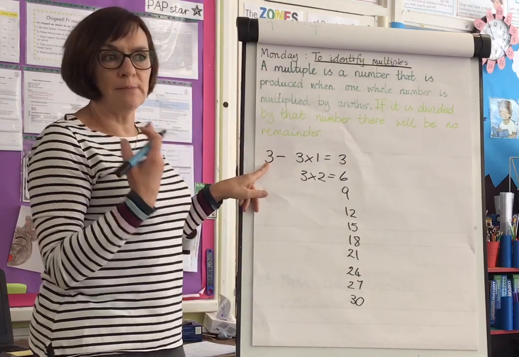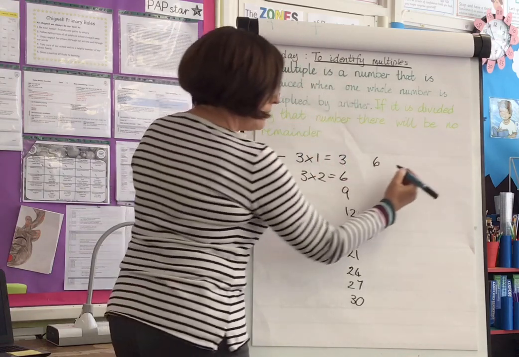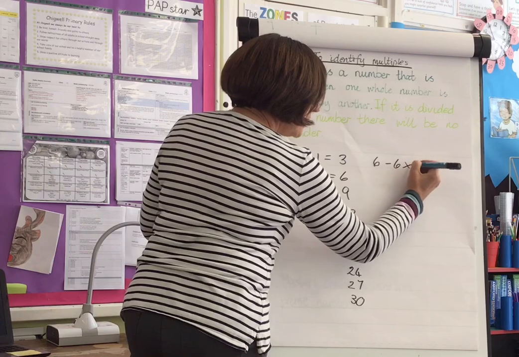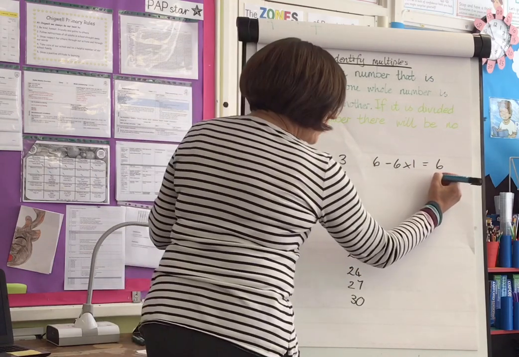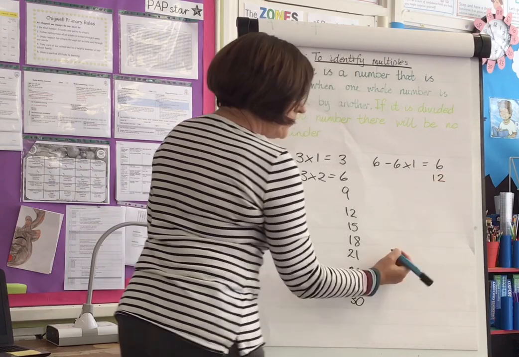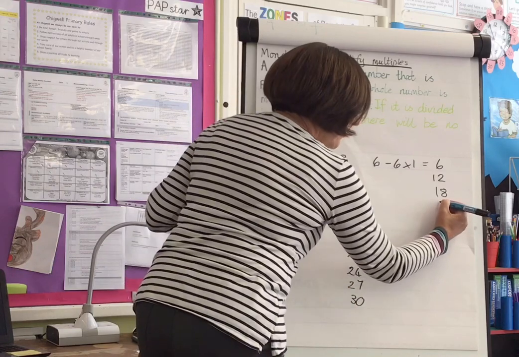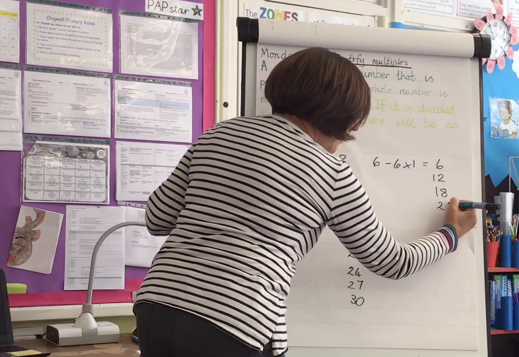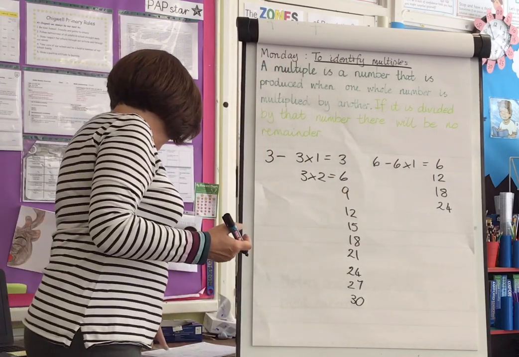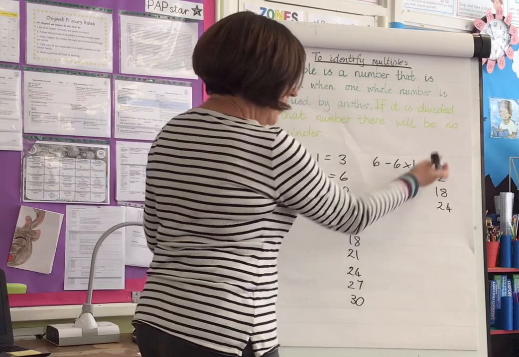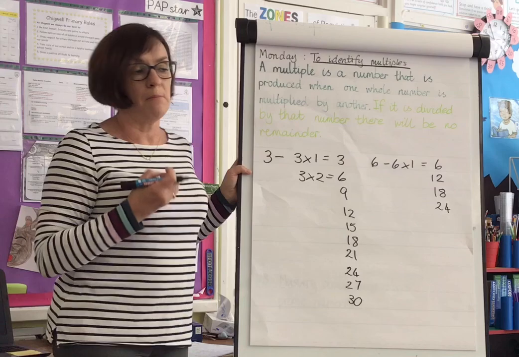So if I said, what is a multiple of 6? You would say to yourself, 6 times 1, the first multiple of 6 would be 6. The second multiple of 6 would be 6 times 2, 12. The third multiple of 6, 6 times 3, 18. Fourth multiple of 6, 24, and so on. Okay? So with the 6 times table, you just get the answers to the 6 times table. Each of those answers is called a multiple.